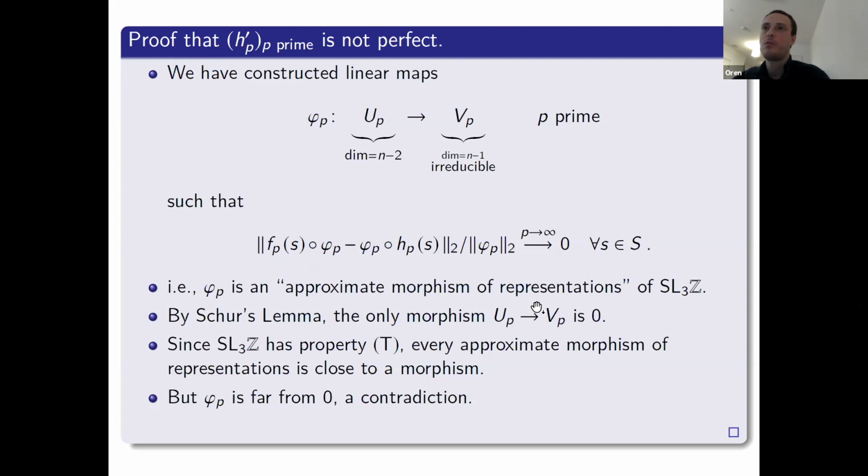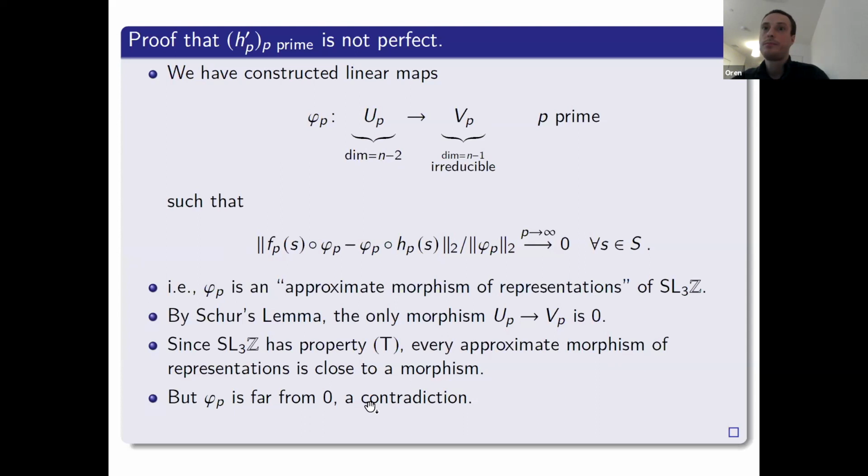Here there is not really an equality, but if you look at the construction asymptotically, there is an equality, meaning that the distance between those things goes to zero. If I take the norm of the difference, these are two operators, and the norm is not the operator norm, it's the two-norm, thinking about them as vectors, and I normalize by the norm of phi P, then this goes to zero. So I have asymptotic intertwiners of those representations. Here I call it approximate morphisms of representations. But since V_P is irreducible, Schur's lemma tells us that there is no true intertwiner between them except for the zero map. So I got asymptotic intertwiners in a situation where there is no intertwiner except for zero. This is where property T is used.